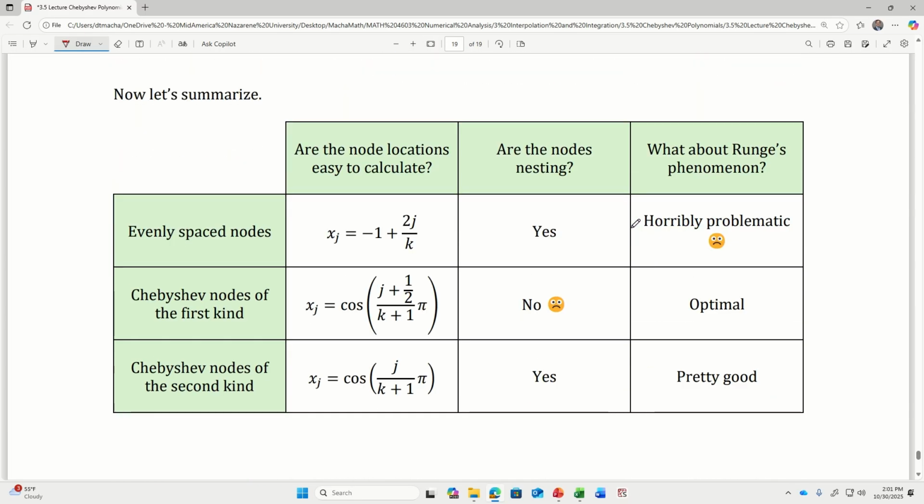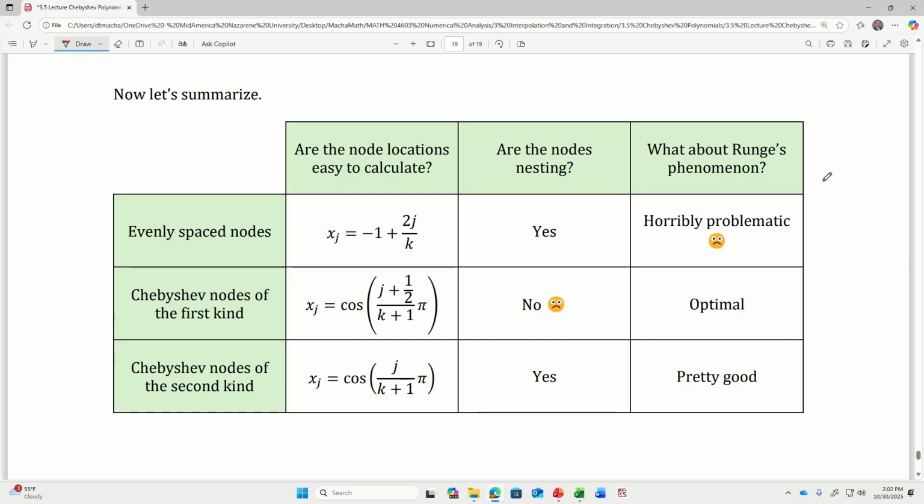So, some things we might be concerned about. Are the node locations easy to calculate? I would argue that all 3 of these are easy to calculate, because if you're just going to make a Python script, right, you can just program this in as one line in a Python script. It's an explicit formula for the node, so I would say yes, yes, yes. Those are all easy to calculate. Are they nesting? Well, evenly spaced and second kind are nesting, first kind are not. That makes us sad. And we already saw for Runge's phenomenon, the evenly spaced nodes cause a problem.